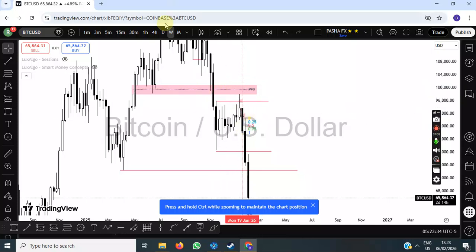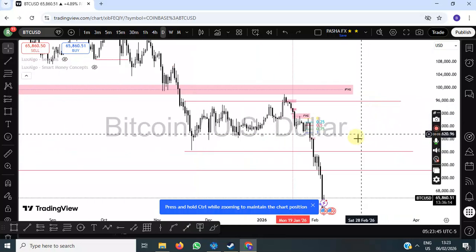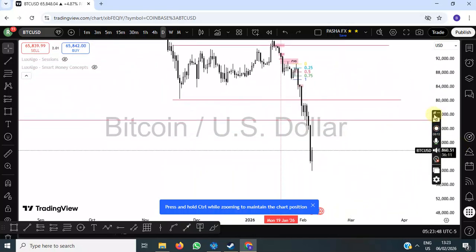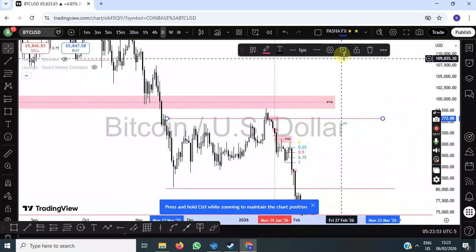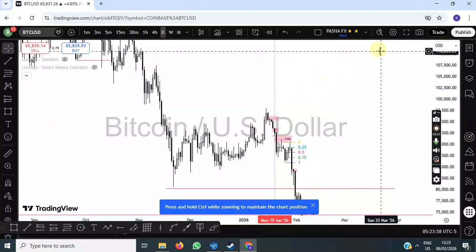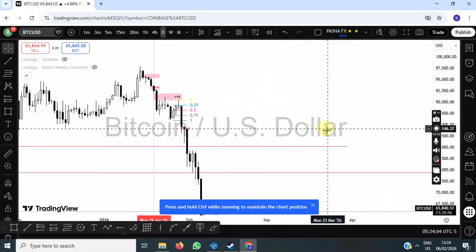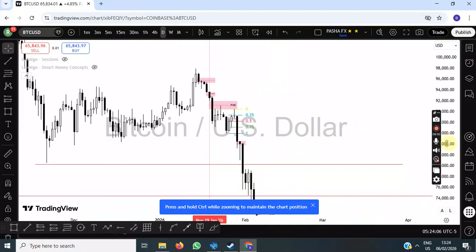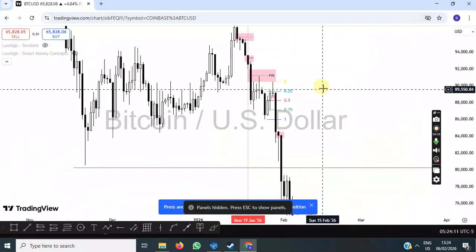The weekly already did enough, so I moved down to my daily just to look at how I'm going to attack this low. I went to my daily chart. Let me just get rid of this as we have finished analyzing that. We are now in my daily chart.